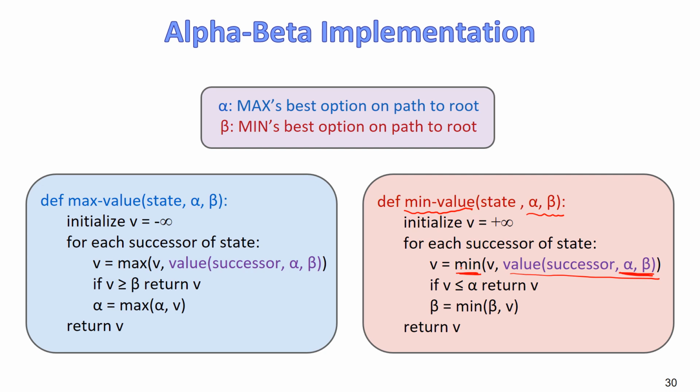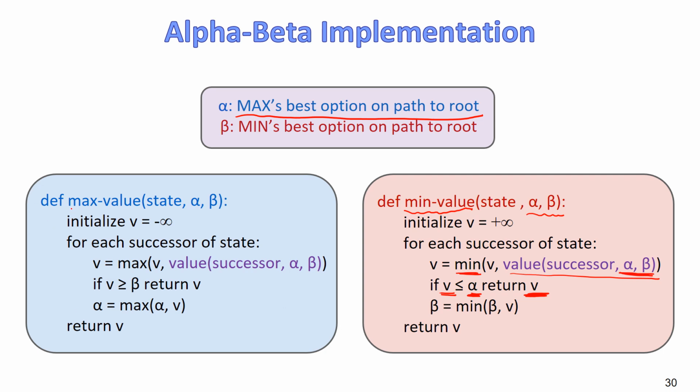Now, if the value that I get is less than alpha, what is alpha? Alpha is the best option for max on the path to the root. So from my node to the root of the tree, what is the best option the max got? That's alpha. If I ever get a value here that is less than alpha, that means this path is not worth exploring. The root has better options. So this path will never be explored, so it deserves to be cut from the search tree. So I should not continue with the other children. I should immediately return my value. And if that's not the case, then I should also update beta so that I can push it to the rest of my subtree.